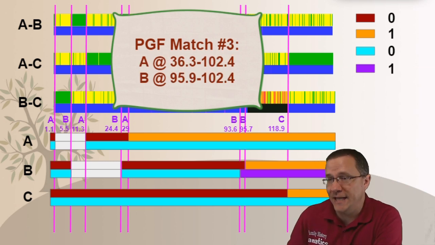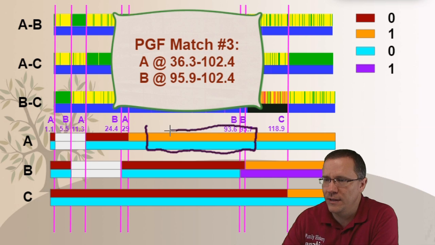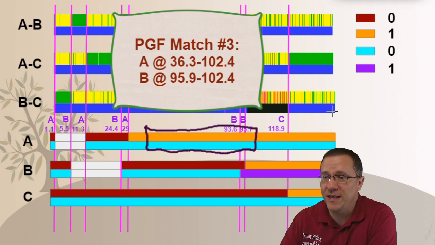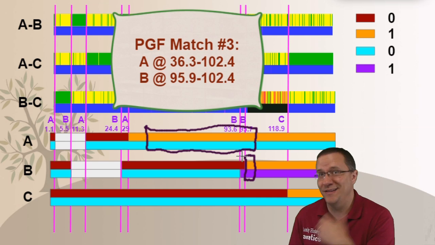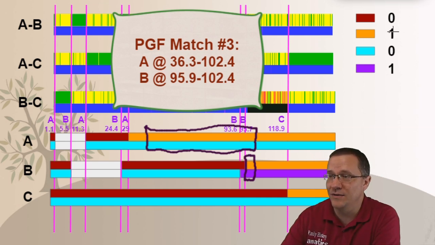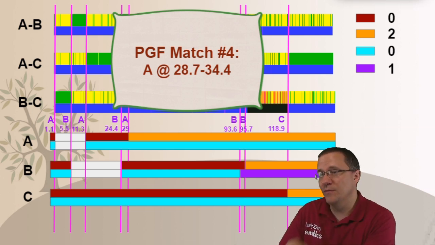Now my third match. Now this person matches person A from 36.3 to 102.4. That's a big segment. So 32.3 to 102.4 in this area here. And they match person B from 95.9 to 102.4. Well, that's right up against this right here. And again, it looks like the common thing between those two is the color orange. And so I'm going to give another mark for orange, and we'll make that number 2.